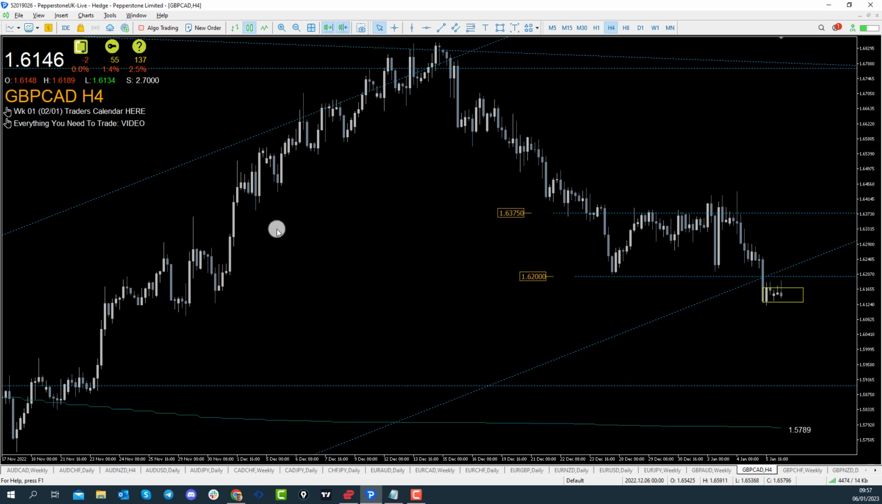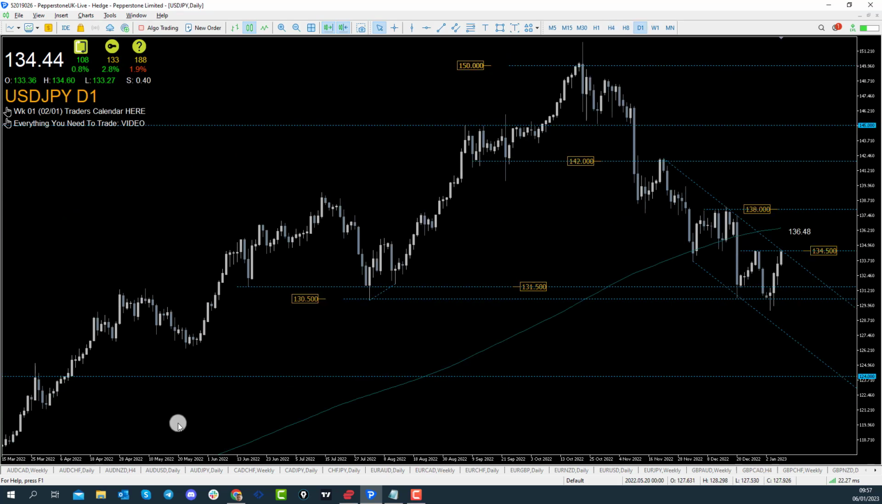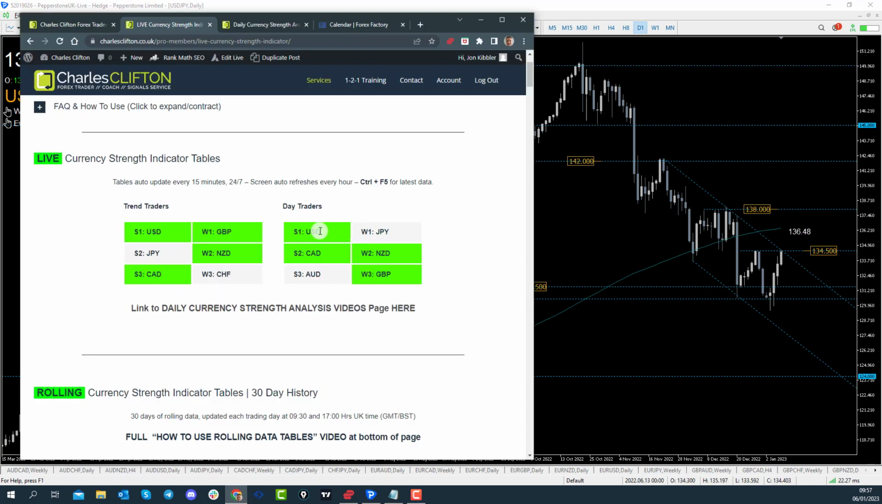Some other charts of interest then. So like I said, there are other charts that I wanted to take a look at now. I have marked up a few that are coming into areas of support and resistance. And the first one I'm going to talk about is dollar yen. So if we bring back in the tables, we can see that dollar yen tops the day traders.